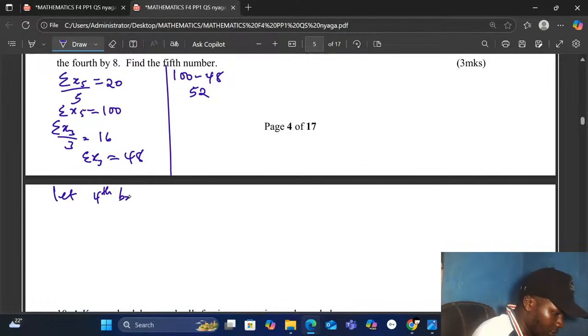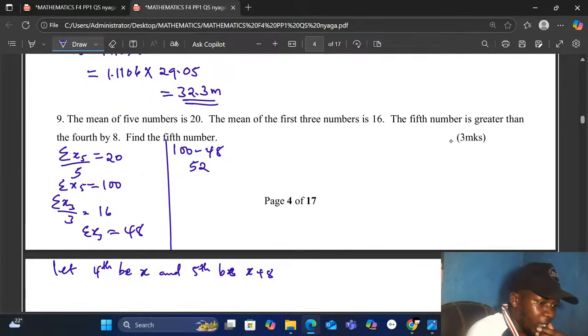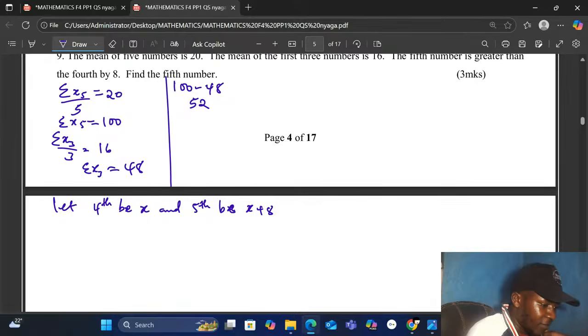Now let the fourth be x and the fifth be x plus 8, because they are saying the fifth number is greater than the fourth by 8. So if the fourth is x, then the fifth is x plus 8. So if we have the fourth, which is x, plus the fifth, x plus 8, we get what? 52.